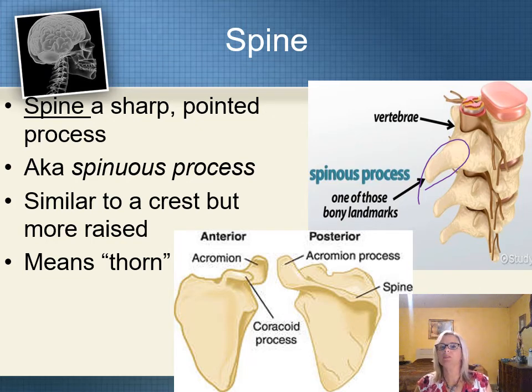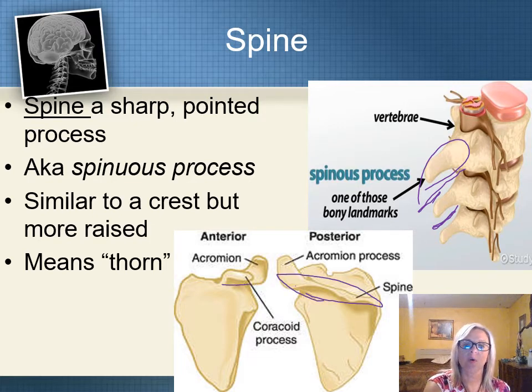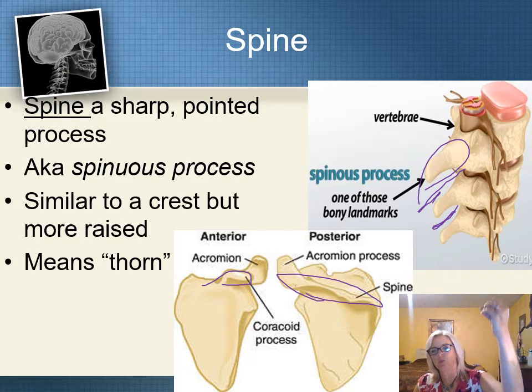And this actually means spine, and looking at these, you can kind of see where those look like thorns coming out, or a spine like this along in here. And here's another process, the coracoid process sticking out. So spine is going to be a little more elongated and a bit larger generally than a process.